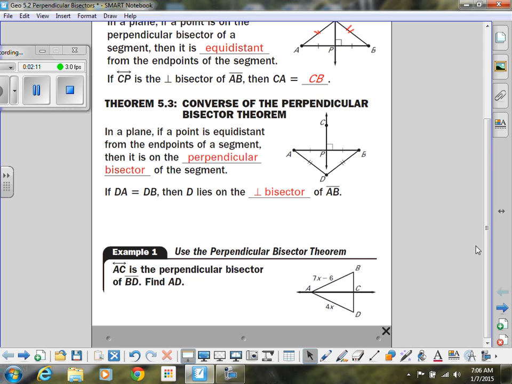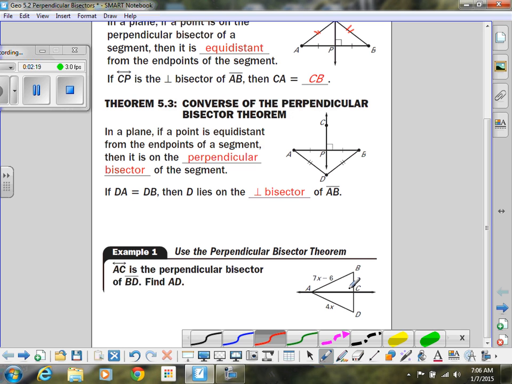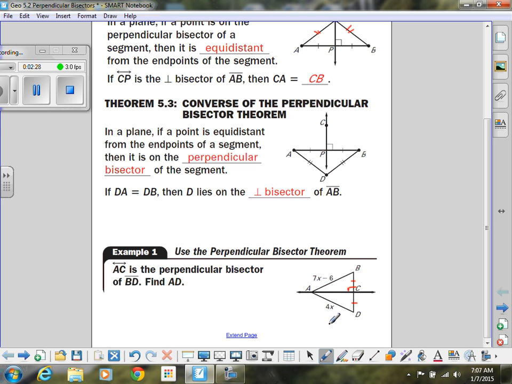So in this first example, it tells us that AC is a perpendicular bisector of BD. So I'm going to mark that this is perpendicular with my little box. And I am going to mark this congruent and this congruent. Now, according to our original bisector theorem, since A is on this perpendicular bisector, then AB should be congruent to AD. So in order to solve for x, all I'm going to do is set 7x minus 6 equal to 4x.